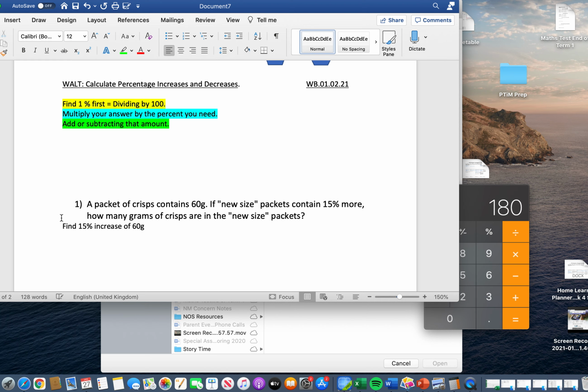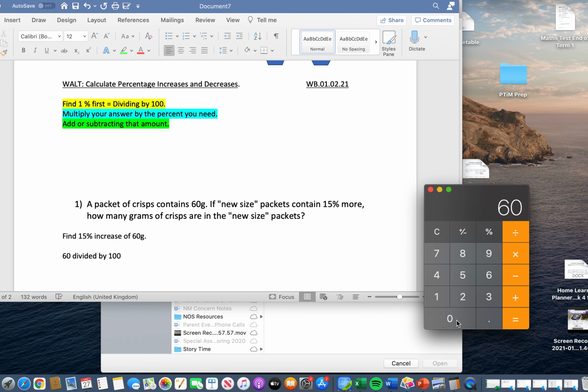If we follow our steps at the top here, we should be able to solve that without too many problems. So 1%. Before we can find 15% of 60, we need to find 1%. So it's 60 grams divided by 100. Again, your place value should help you with that. You should know that's 0.6. So 60 divided by 100 equals 0.6.